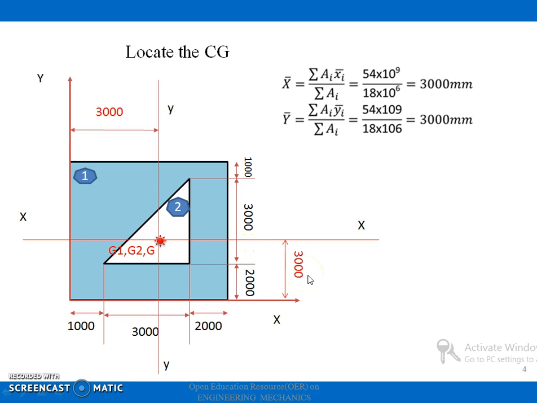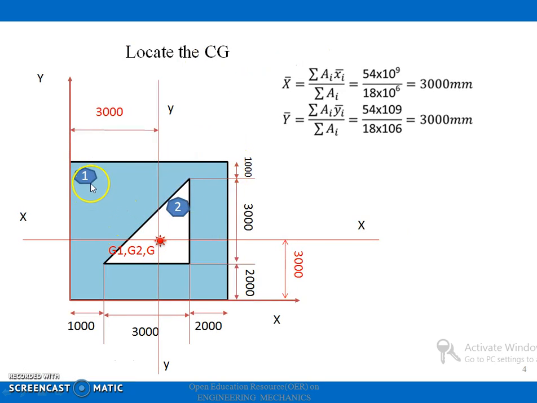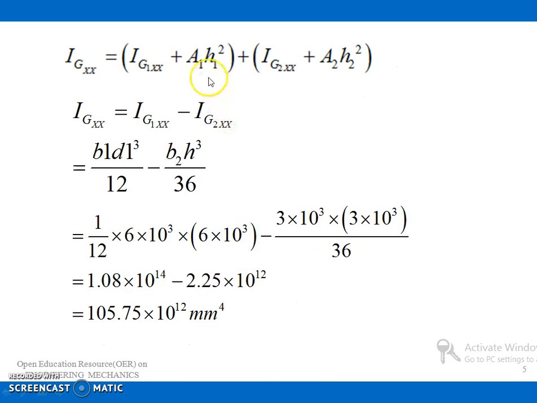So the values of x2 and y2 are equal to 3000. That means x1, y1, x2, y2 and x bar, y bar are all equal to 3000 millimeters. So the center of gravity of section 1, section 2 and the composite section is the same point. That is, G1, G2 and G are the same point. Now we'll see what H1 is. H1 is the distance between the center of gravity of section 1 and the center of gravity of the composite section. Here it becomes 0. That is, H1 becomes 0.